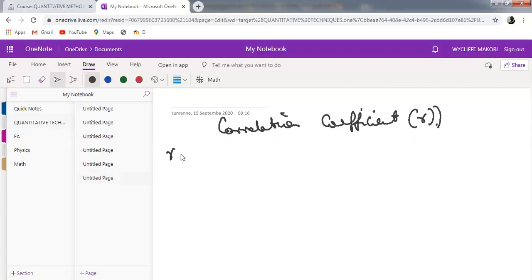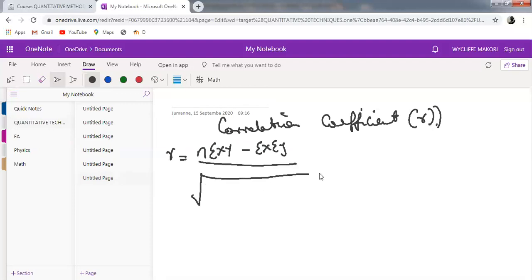The r is calculated using the formula: n summation of xy minus summation of x summation of y, over a very big square root where you have n summation of x squared minus summation of x, here it must be in brackets, squared. Then you multiply by n summation of y squared minus summation of y, everything in brackets squared. So that is how you get the value of r.